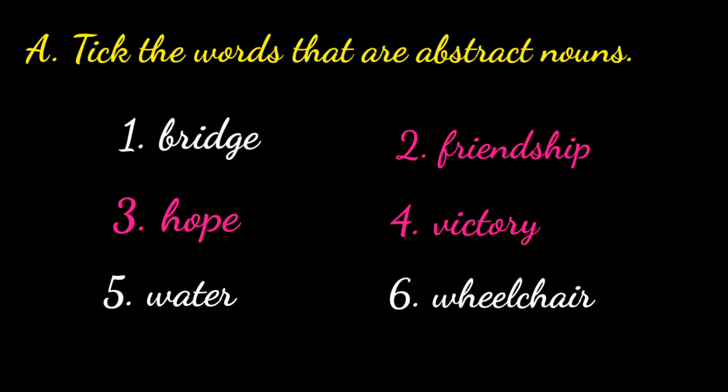Next, page number 21, exercise A. Tick the words that are abstract nouns. Do you know what is abstract noun? An abstract noun is the name of an idea, an emotion, a quality, a state, or an action. Abstract nouns cannot be felt with our sense organs. Here, the words are bridge, friendship, hope, victory, water, wheelchair. What are abstract nouns here? Friendship, hope, victory are abstract nouns. I repeat once again. Friendship, hope, victory are abstract nouns.